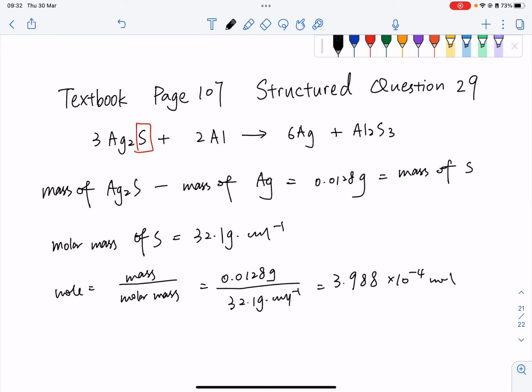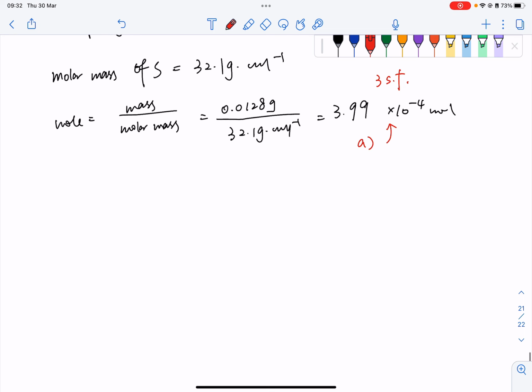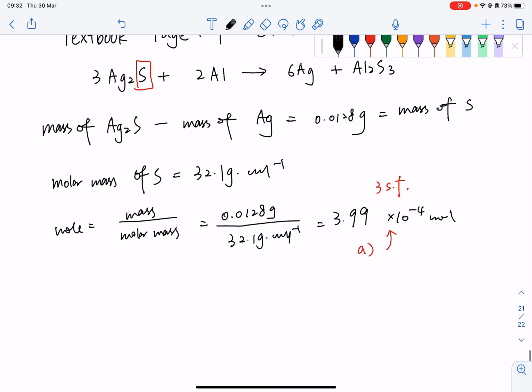Since this will be the final answer, I would only take 3 significant figures here, so it will be 3.99. Remember, always 3 significant figures at the end. Then this will be the answer for part A. And now, let's take a look at the second question. What mass of aluminum was used in the reaction?